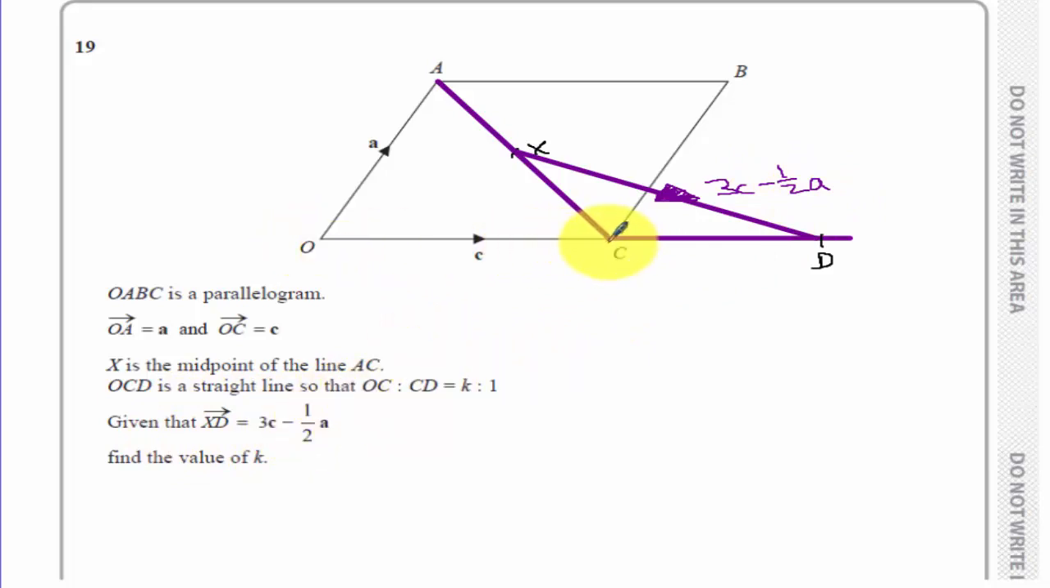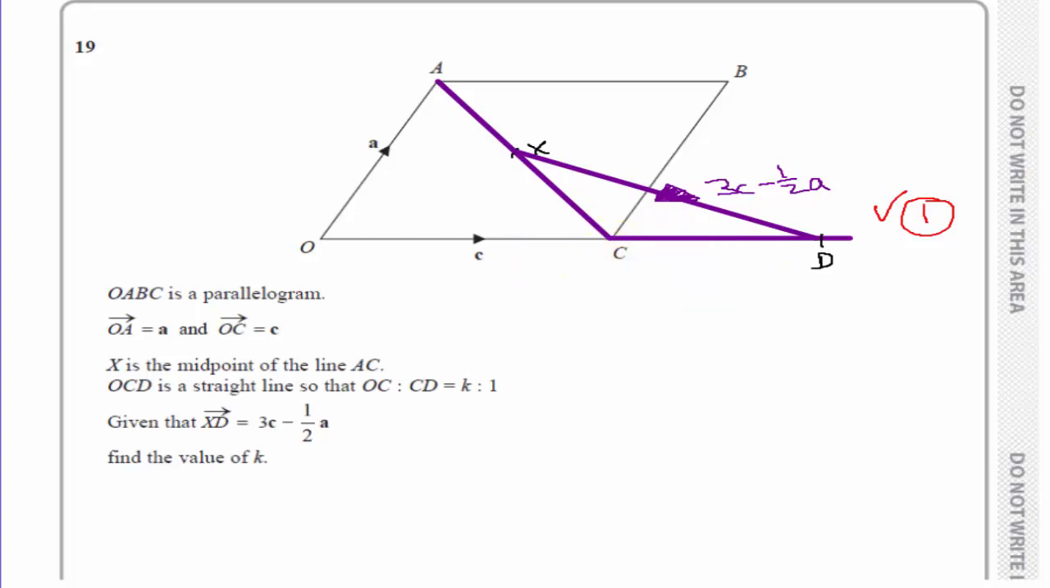So OC to CD is K to 1. If I can work out CD, I'm going to be able to simplify it into the ratio K to 1. So working out CD is the key knowledge you need to solve this question. Drawing this diagram out correctly picks you up your first mark.